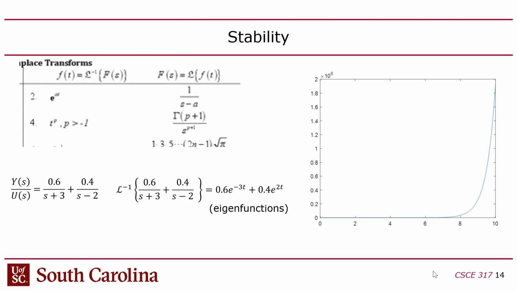We could do the inverse Laplace transform and get the time domain 0.6e^(-3t) plus 0.4e^(2t), this is called the eigenfunctions. And then if you plot that, you get this exponential curve, right? So this is actually the impulse response.